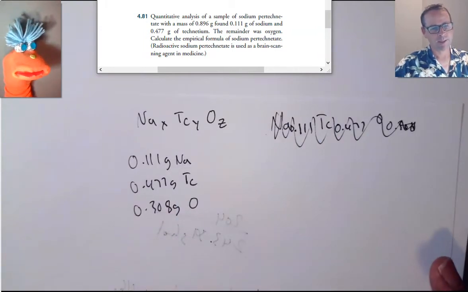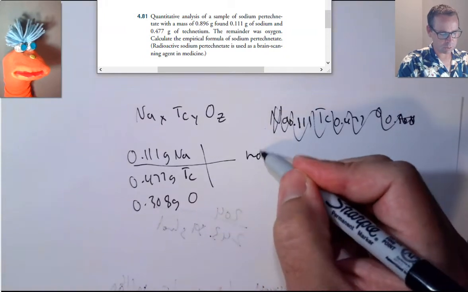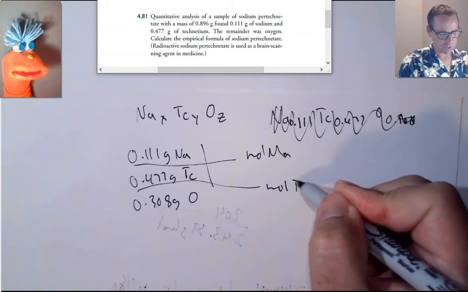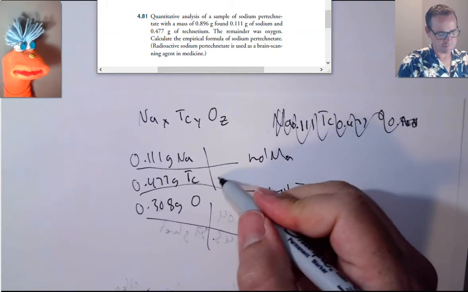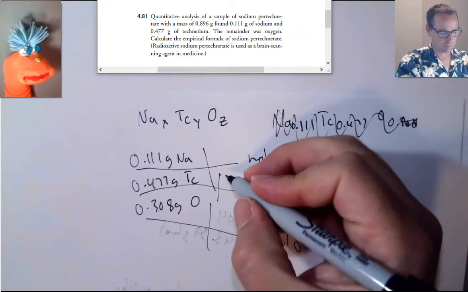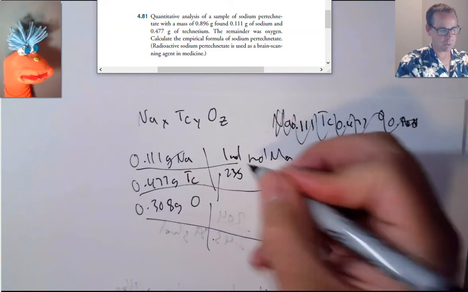Okay, very good. But we know now that we just have to convert these to moles of sodium, moles of technetium and moles of oxygen, right? Yeah, so there's 23 grams per mole for sodium. 23 grams, 1 mole, right? The 23 grams goes on the bottom because we need grams to cancel out.